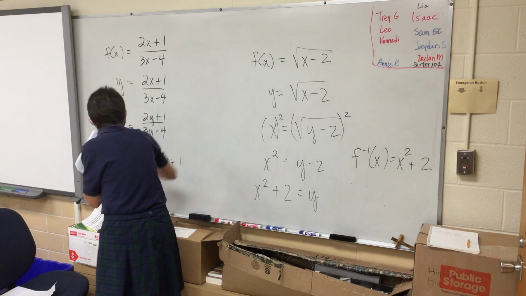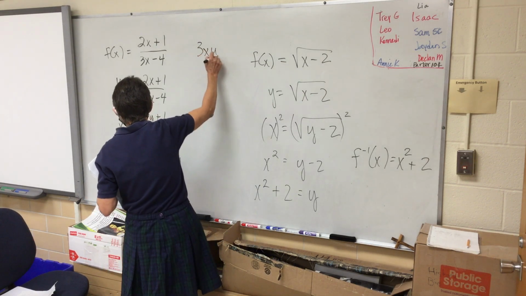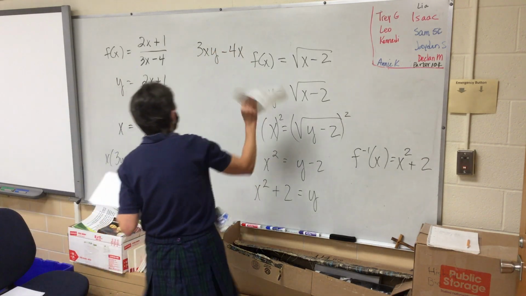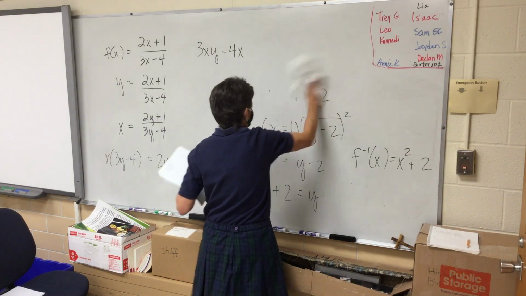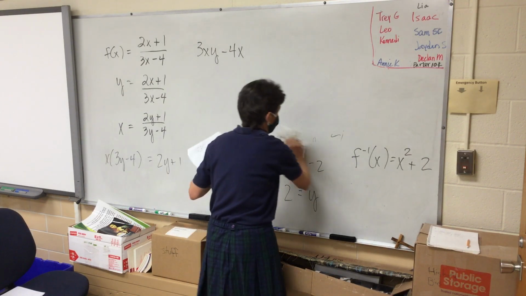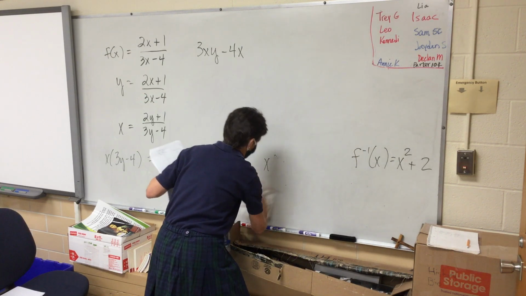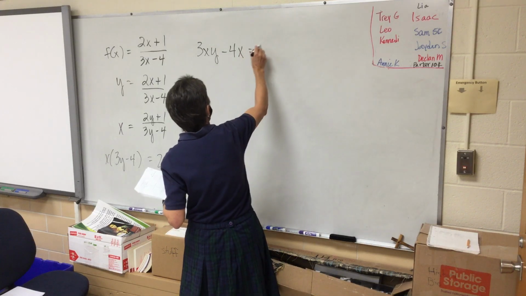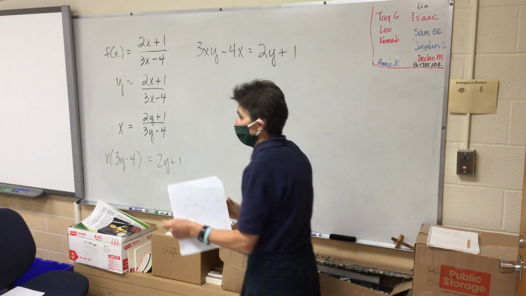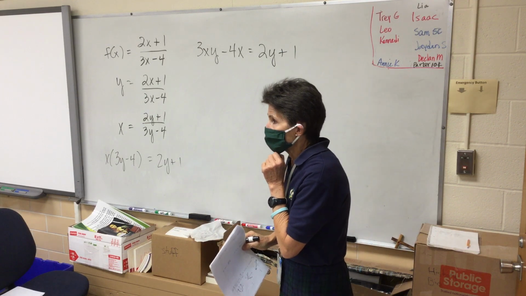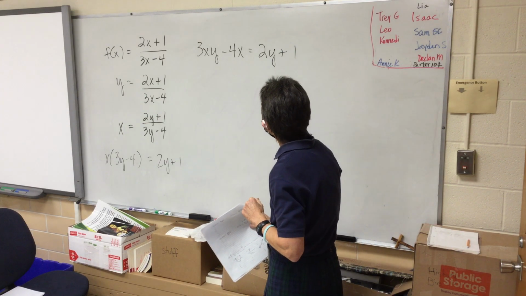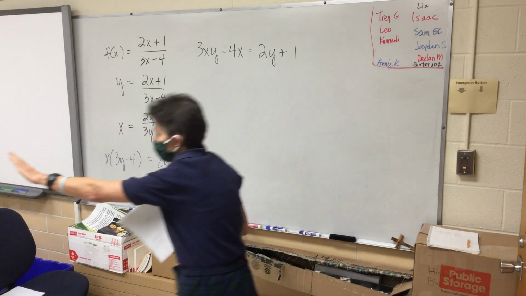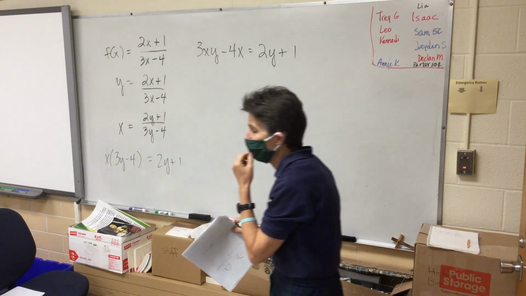So I'm going to have 3xy minus 4x equal to 2y plus 1. Yes, William? So you subtract the 1 and divide the 2? Absolutely a magnificent idea, except, there's a problem with that.